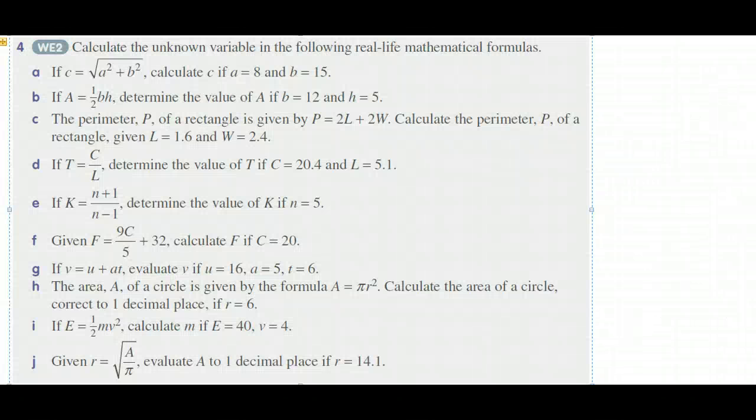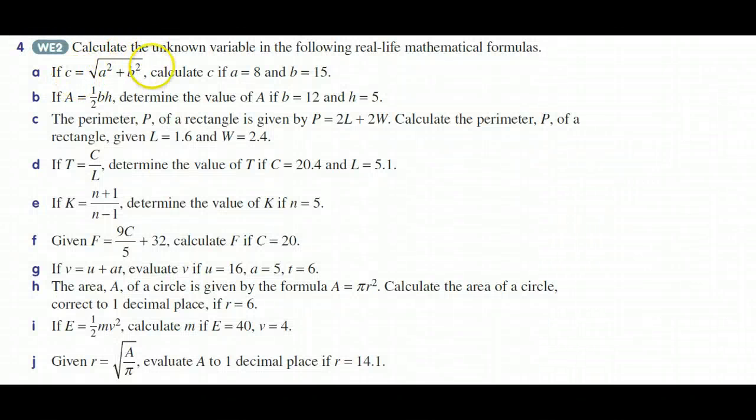Okay, in question 4 we've got a series of equations with different variables given for each one. So different things we've got to substitute, and we have to calculate one of the variables. So in the first one we've got c equals the square root of a squared, where a is 8, plus b squared, where b is 15.